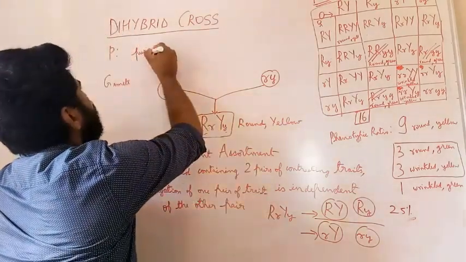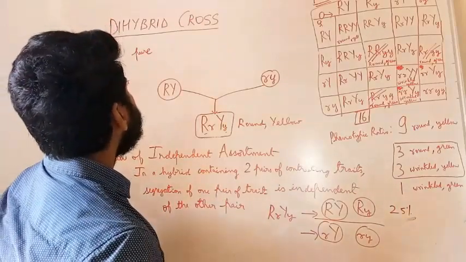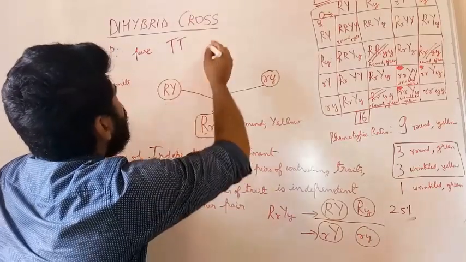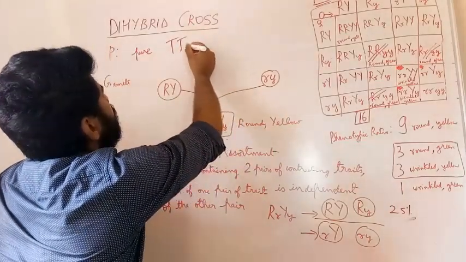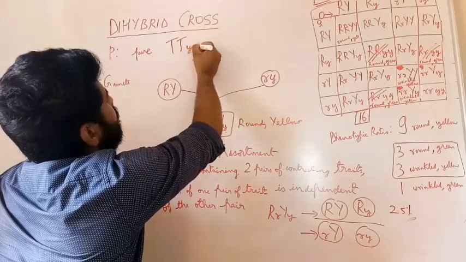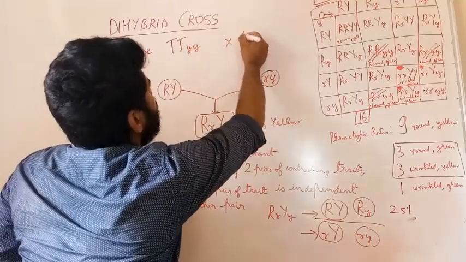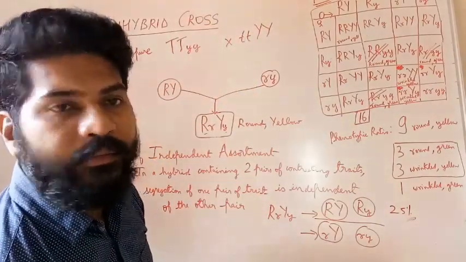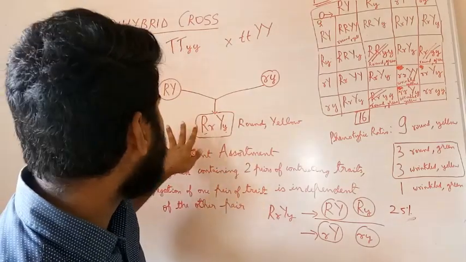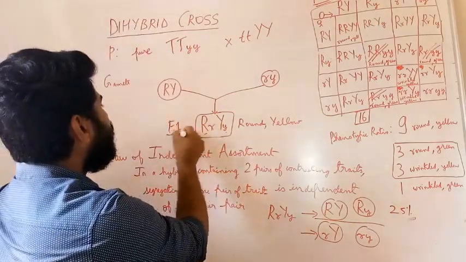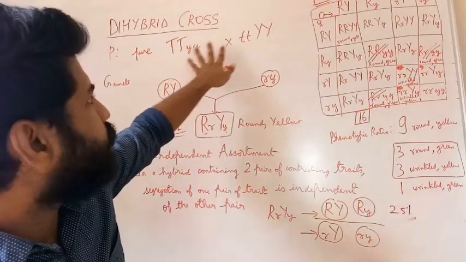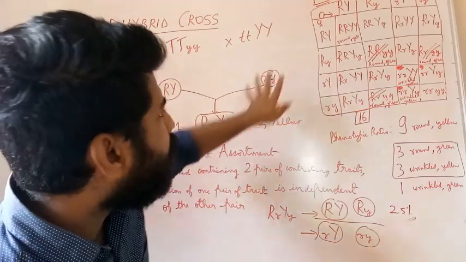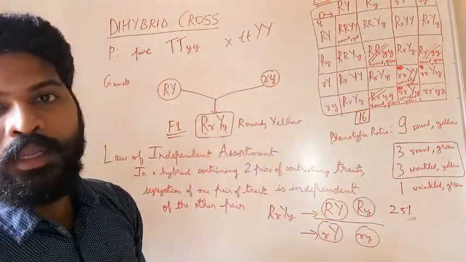Let us say, try crossing a pure tall plant with green seeds into a dwarf plant with yellow seeds. Check whether you get the same results in F1 and in F2 or not. So you can use this as an assignment to understand whether you are able to form the Punnett square and get to the final result.